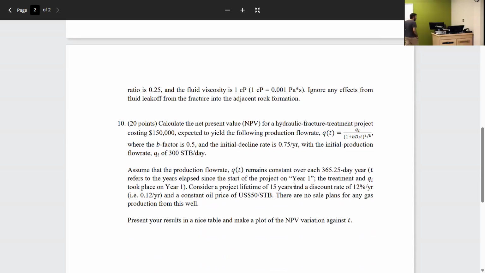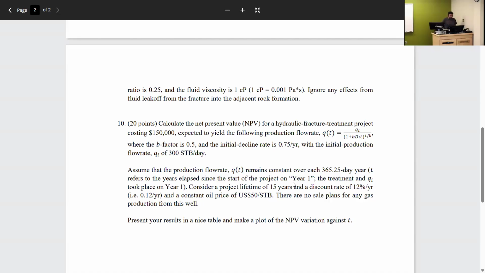It's not that hard. Calculate the net present value for a hydraulic fracture treatment project costing $150,000, expected to yield the following production flow rate. I'm giving you an equation, which is like the hyperbolic decline, where the b factor is 0.5 and the initial decline rate is 0.75 per year, with the initial production flow rate at 300 stock tank barrels per day.